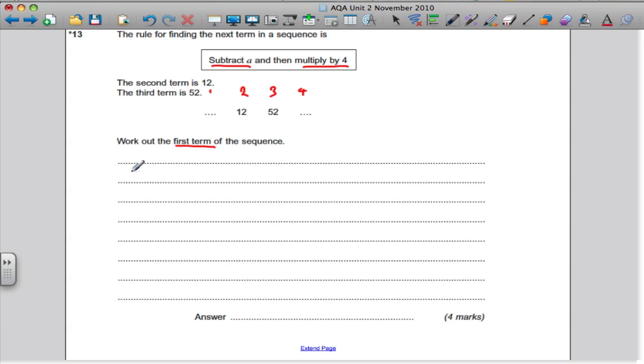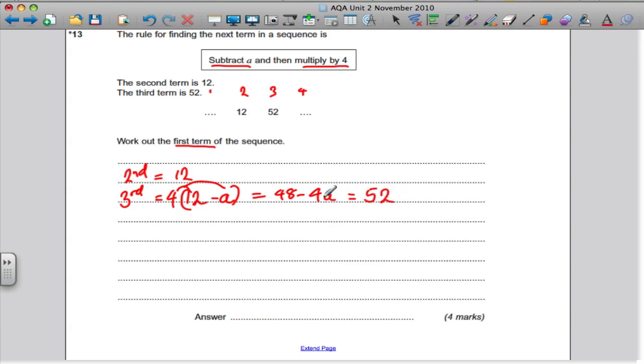Well, we know, we don't know what the first term is, but we know that the second term is equal to 12. To get the third term, we would subtract A and multiply by 4, whatever the previous term was. So we would do 12, subtract A, and we would times all of that by 4. Timesing this out, you get 48 minus 4A. But we know the value of the third term. We know it's equal to 52.